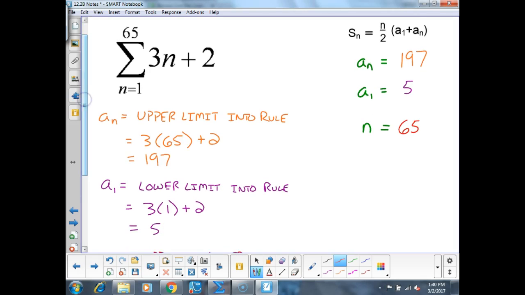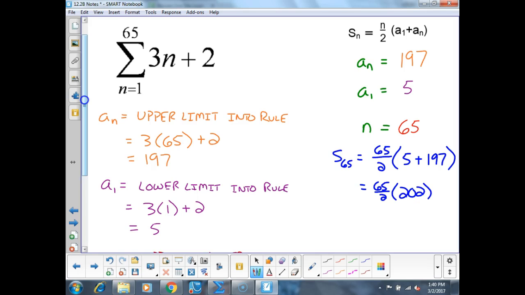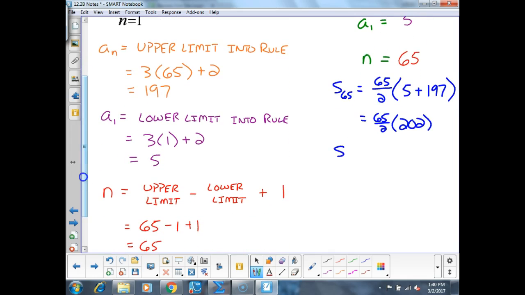Now, do I have enough to find the sum? Okay. So the sum of the first 65 terms is going to be 65 divided by 2 times 5 plus 197. That's going to be 65 divided by 2 times 202, which is going to be 6,565. 202 divided by 2 is 101, times 65 is 6565.